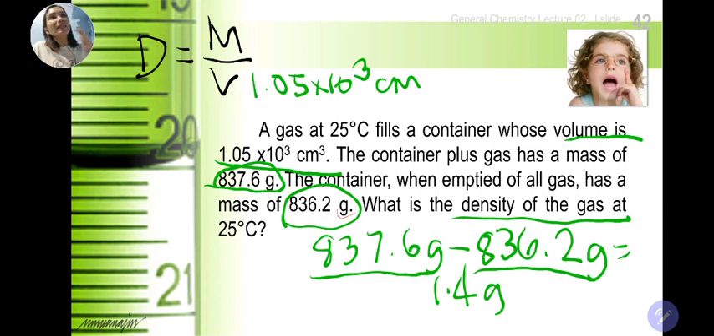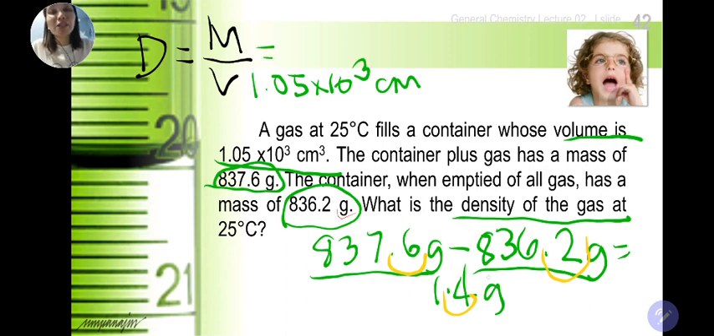Ang rule natin sa addition and subtraction, ang masusunod is yung numerical value na given na merong least decimal places. So, for these examples, we have only one decimal place for this given and another one for this given. So, pareho lang sila na 1 decimal place. So, tama yung answer natin na 1 lang yung decimal place niya. So, 1.4 grams. So, ito na yung gagamitin natin sa computation natin for density.